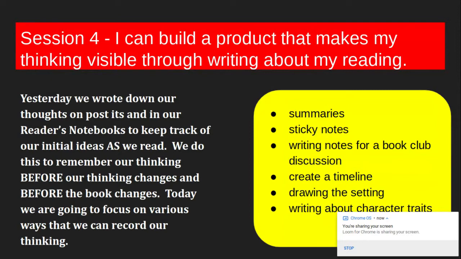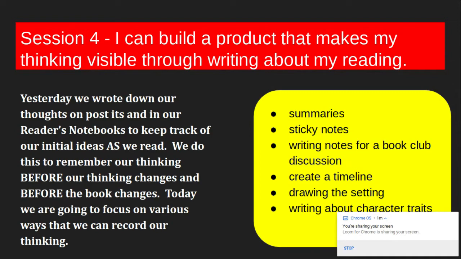Today we're going to focus on various ways that we can record our thinking. So we can do this in our notebooks by writing a summary of what we've read. We might write down some ideas on sticky notes and we might have them posted throughout our book. We may remove them from our book and stick them in our physical notebooks, our hard copy notebooks. We might take some notes for a book club so that when we meet with our club, we have some ideas on things that we were thinking as we were reading that we could share with our group for our discussion.